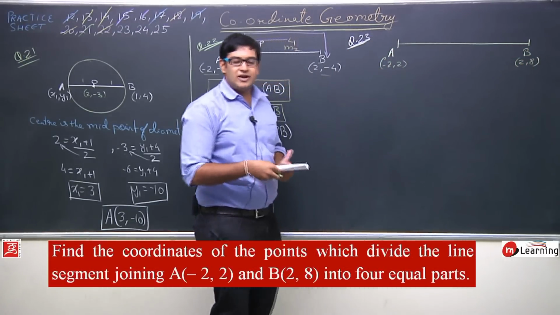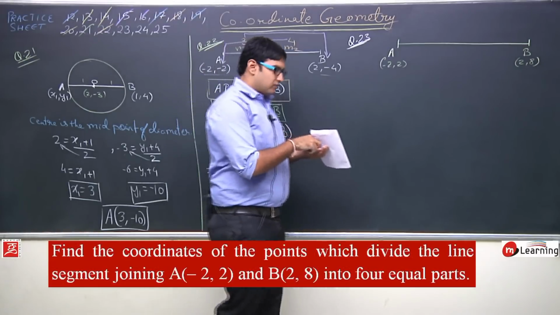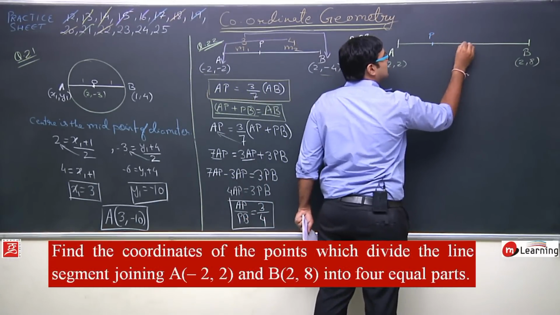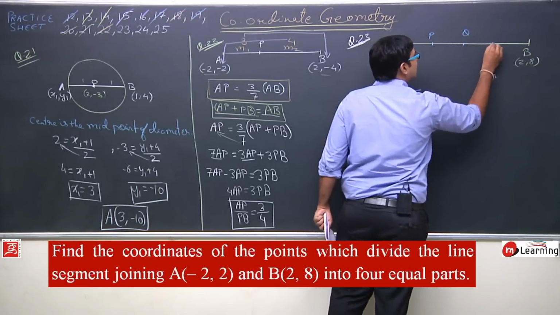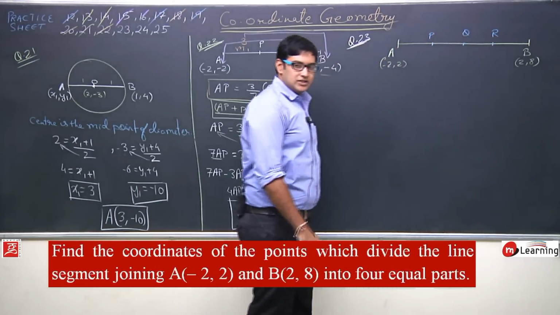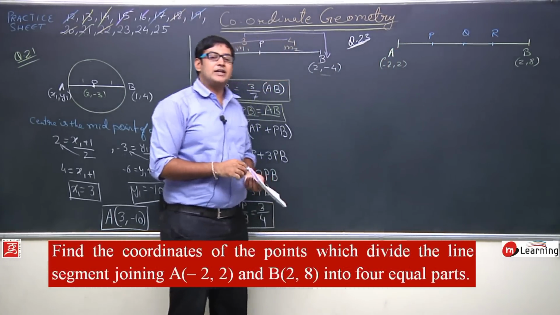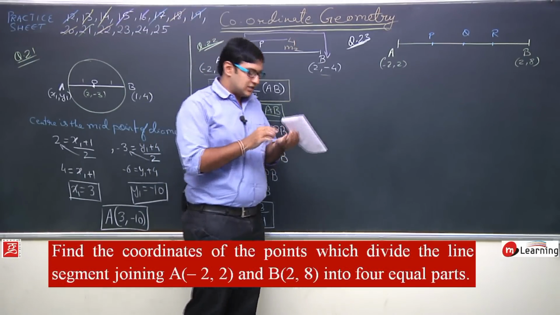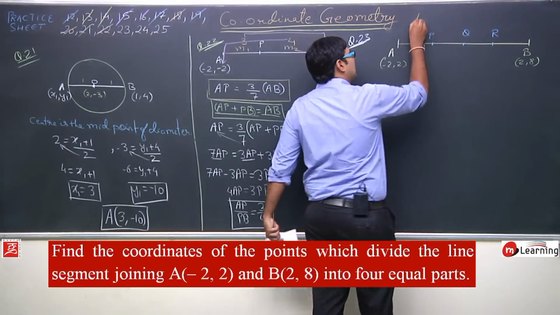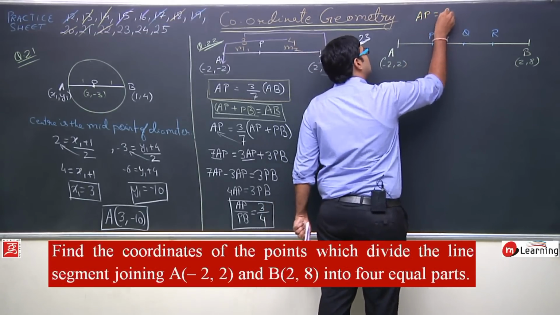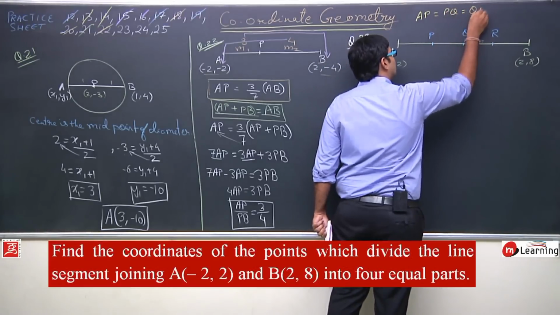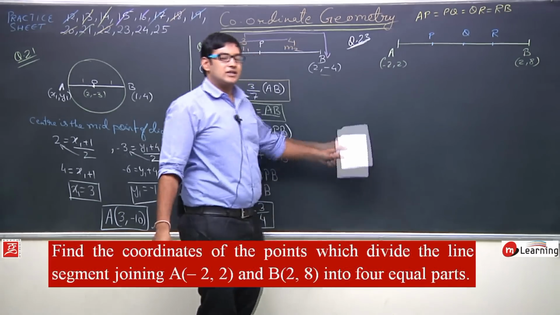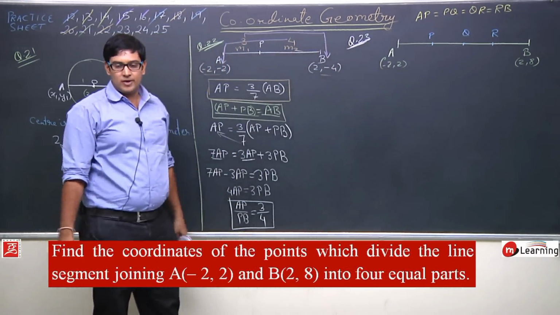Now this line segment is divided into 4 parts. So to divide it in 4 parts, I need 3 points. Let us say this is P, let us say this is Q, and let us say this is R. These are the 3 points which divide this line segment into 4 equal parts. Since it is divided in 4 equal parts, I can say that AP is equals to PQ is equals to QR and is equals to RB. Okay, in this way this line segment is divided into 4 equal parts.